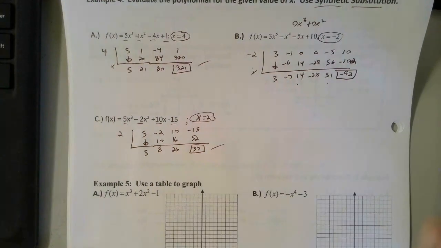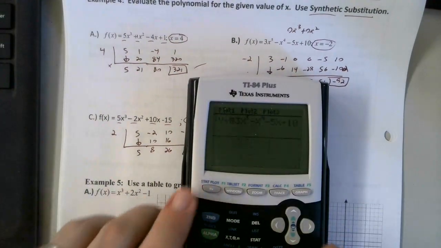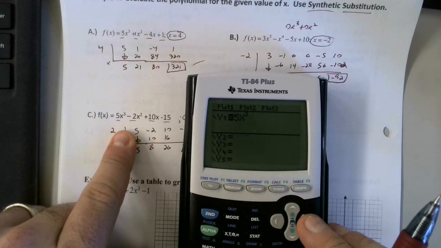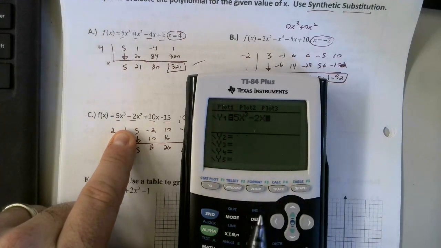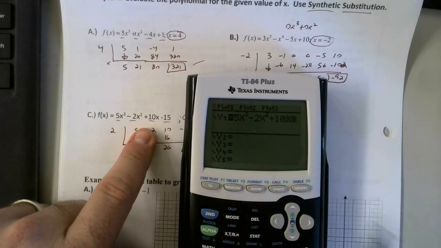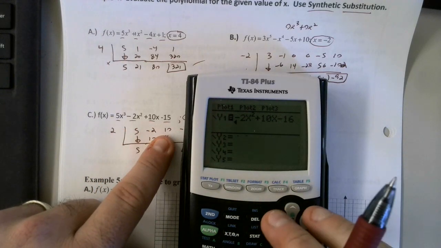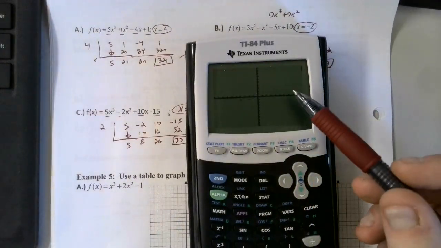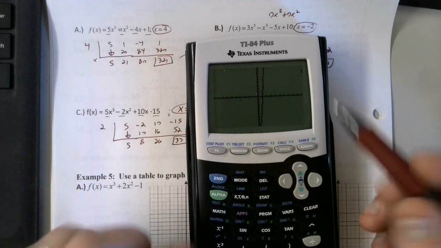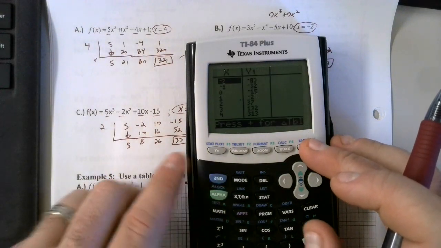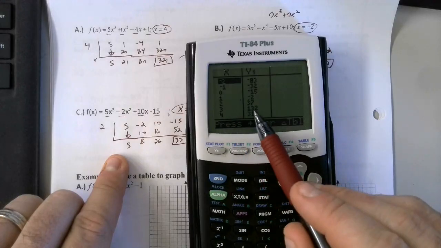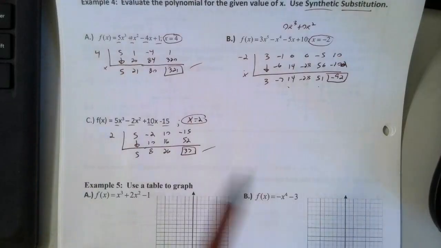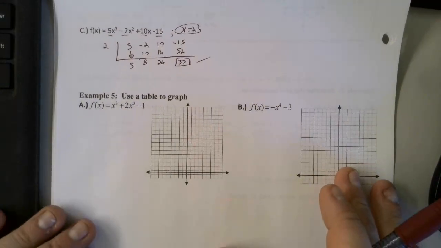So that's the output. If I were to check this on my graphing calculator, 5x^3 minus 2x squared plus 10x minus 15, and hit graph, you would see the output for that input by looking at its table. Second graph. 2 hits 37. That's your output. Pretty smooth. All right.